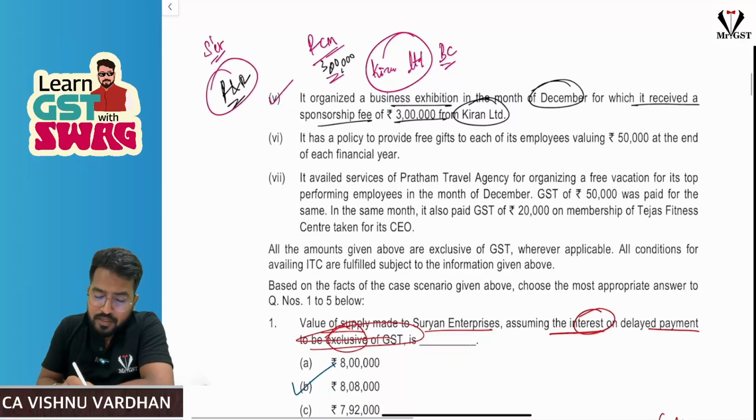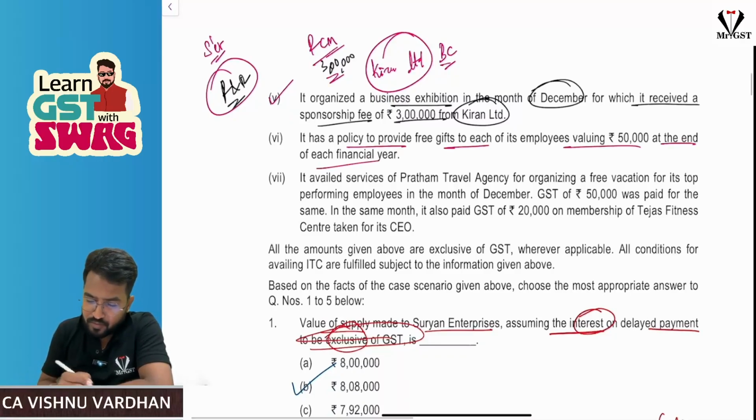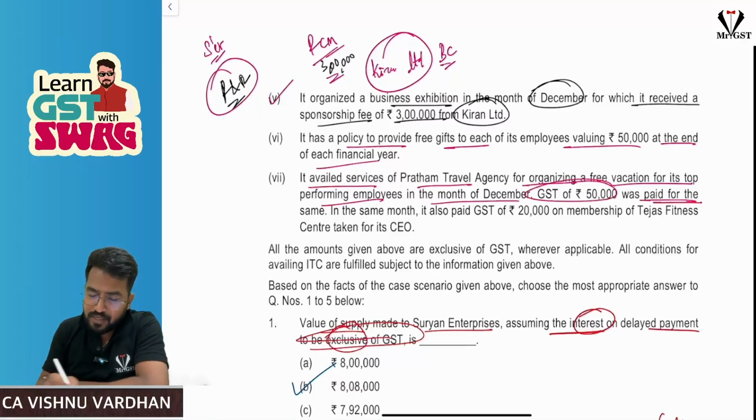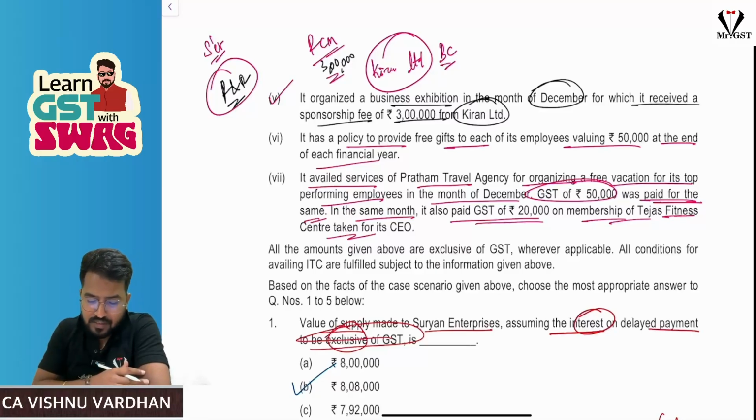Next, it has a policy to provide gifts for employees, 50,000, at the end of the financial year. All that fine. Okay, we have understood. It also avails services of Pratham Travel Agency for organizing a free vacation for its top performing employees in the month of December. GST of 50,000 was paid for the same in the same month. It also paid GST of 20,000 on membership fees for Teja Fitness Center, taken for its CEO.